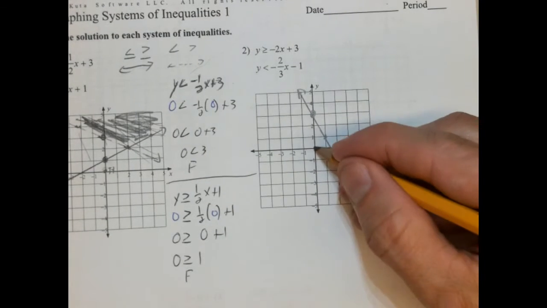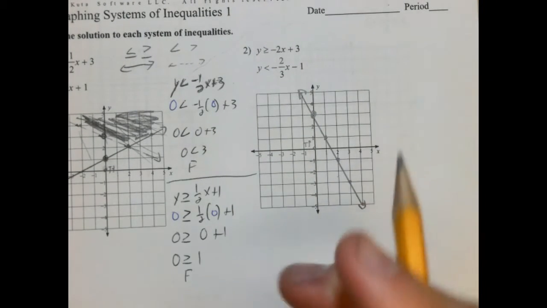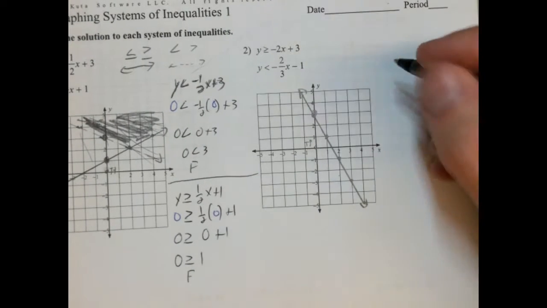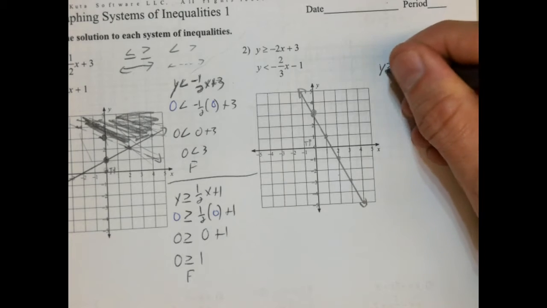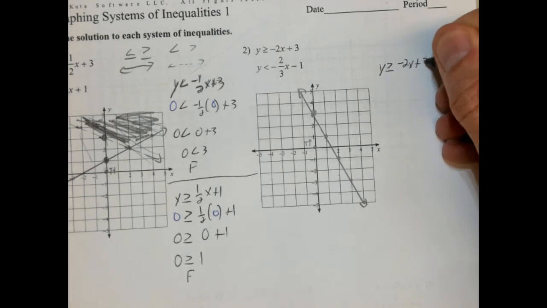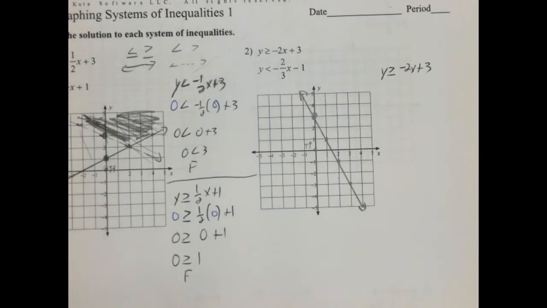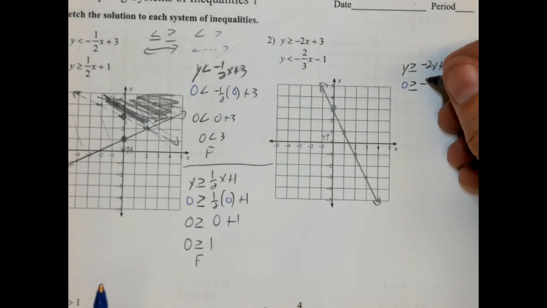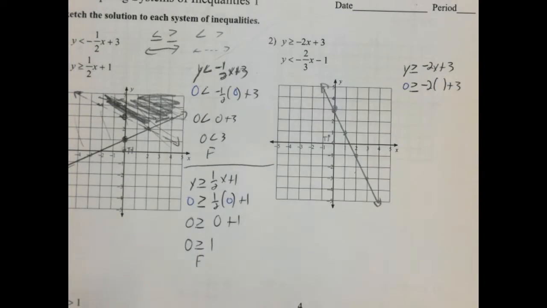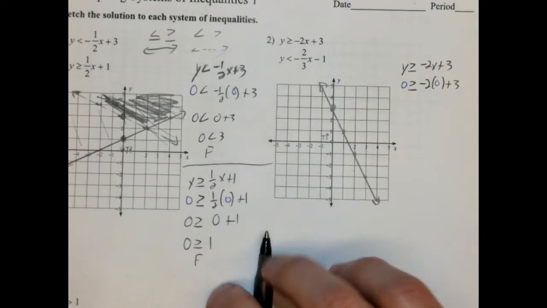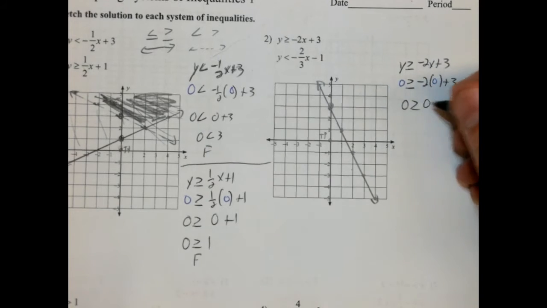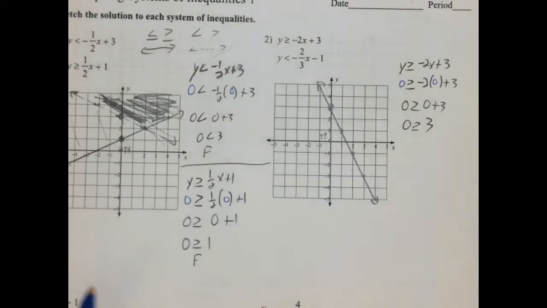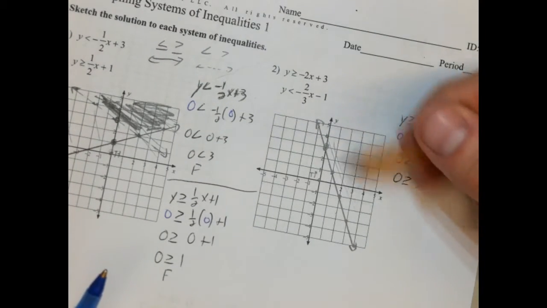And let's use a test point right here. So let's see if that works. So y is greater than or equal to negative 2x plus 3. Plug in 0, 0 for our x and y. So 0 is greater than or equal to negative 2 times 0 plus 3. So 0 is greater than or equal to 0 plus 3. 0 is greater than or equal to 3. That's a false statement, which means we're going to shade away from it. So we're shading that way.